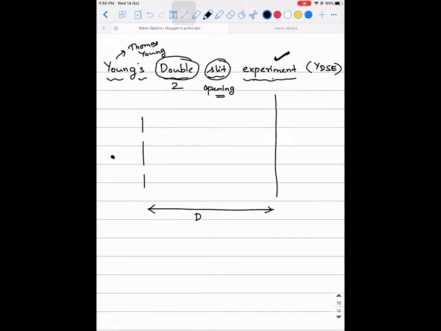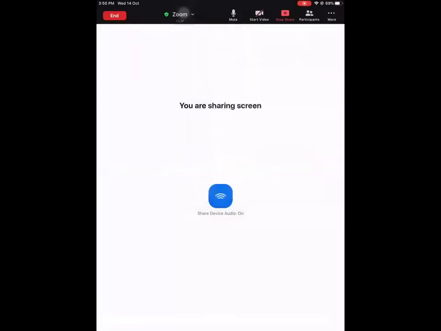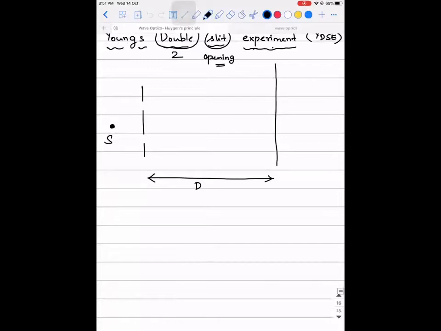I already told you what the requirements are for sustained interference. The reason for sustained interference is that the distance between the slits is supposed to be very small. If I take the distance between the slits as small d, and the distance from the slits to the screen as capital D, let me call this slit S1 and the other slit S2. Are you clear? Yes, sir.